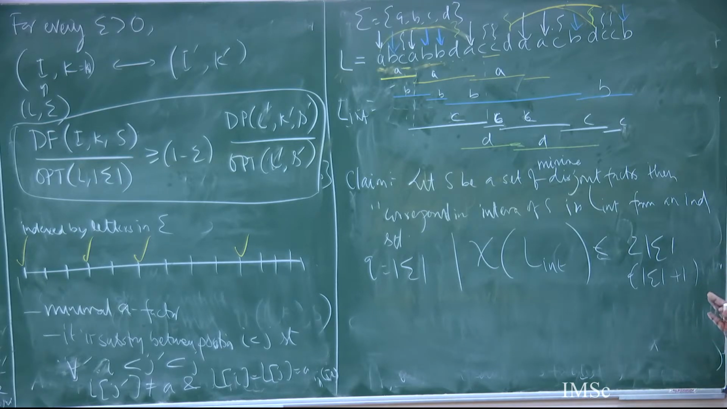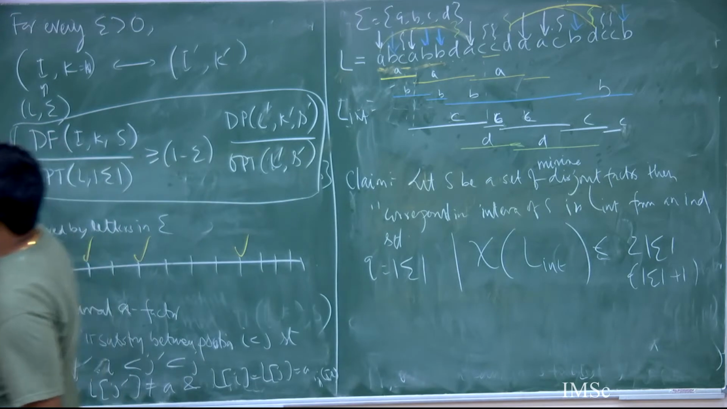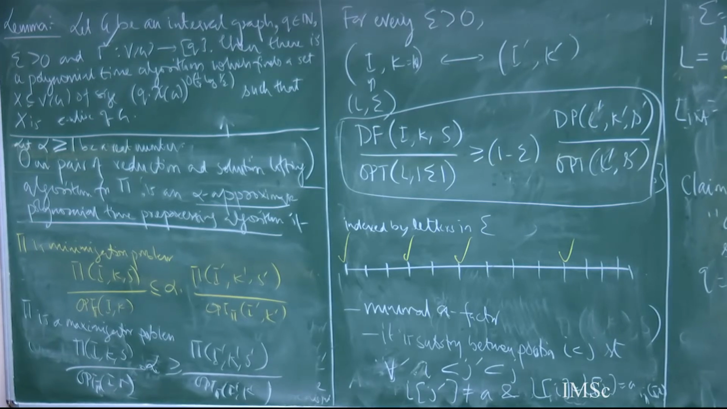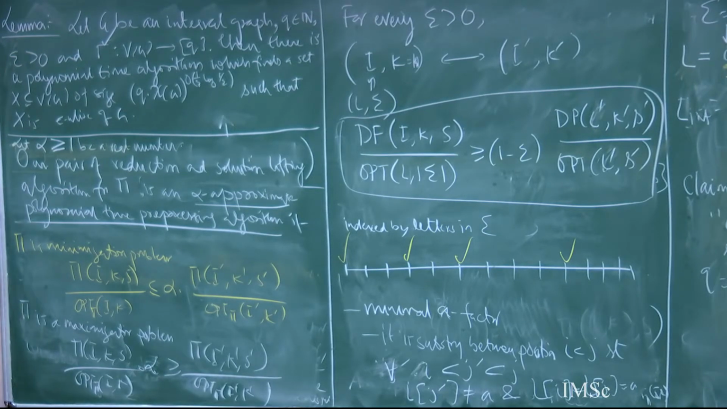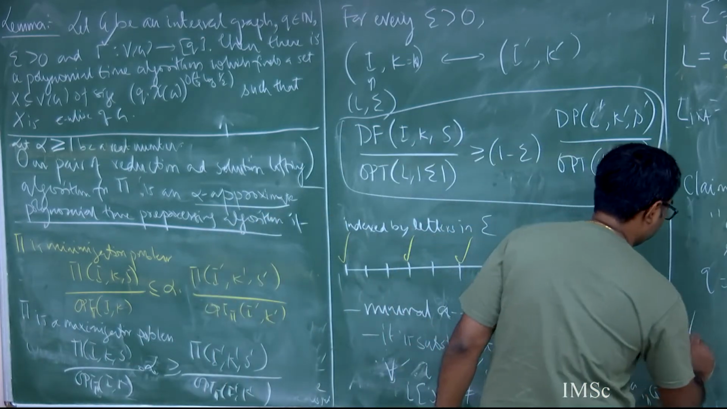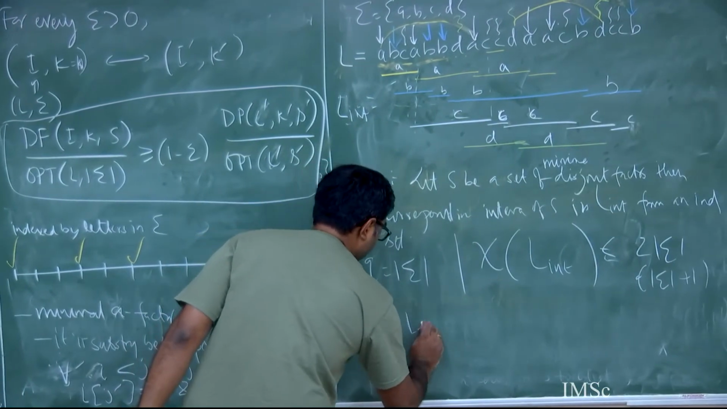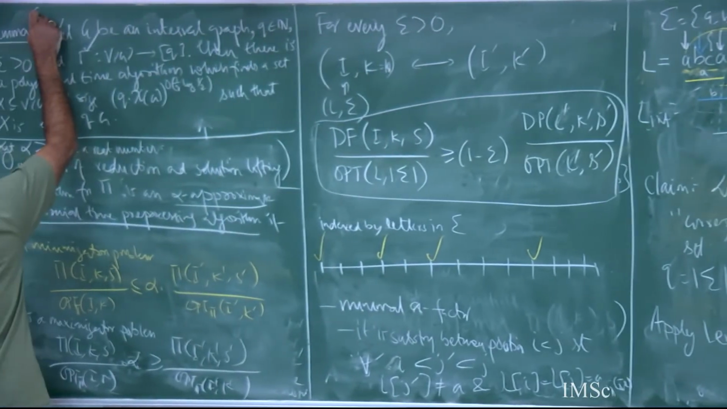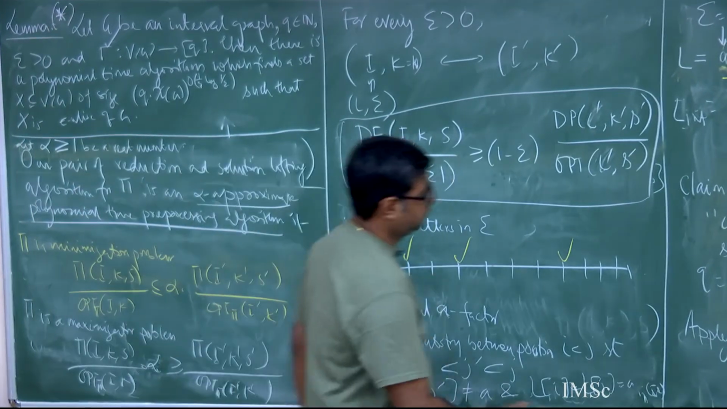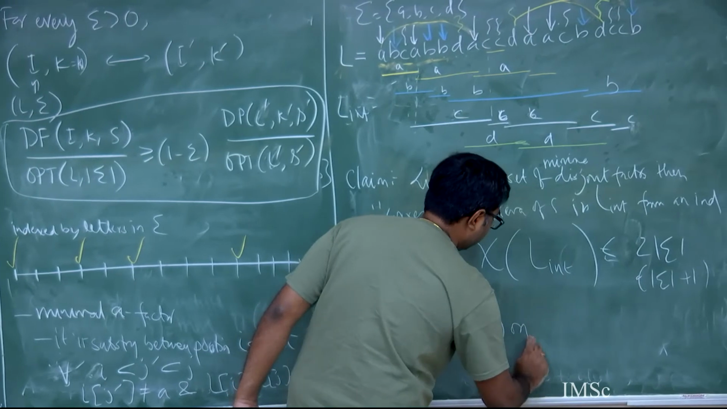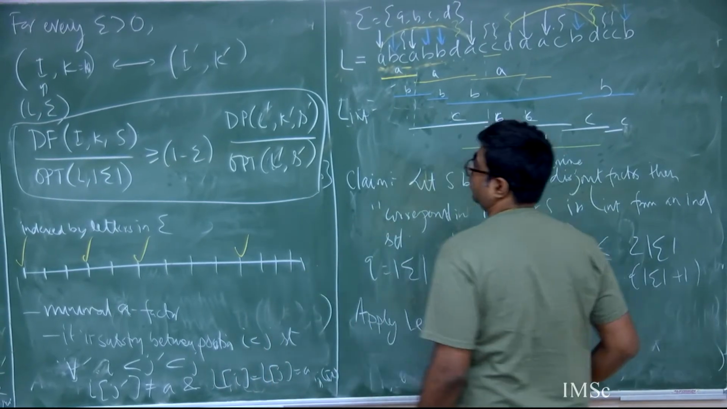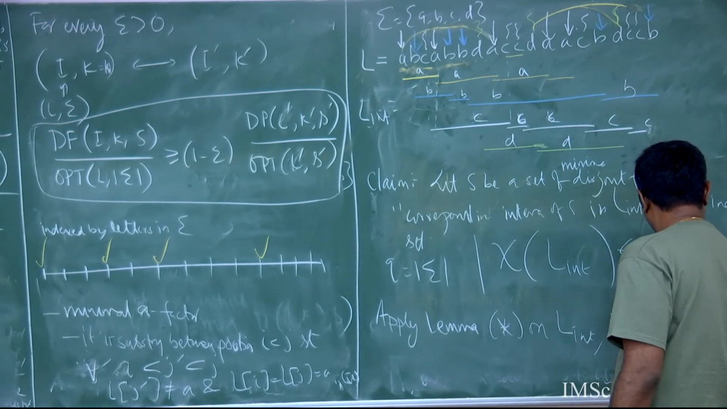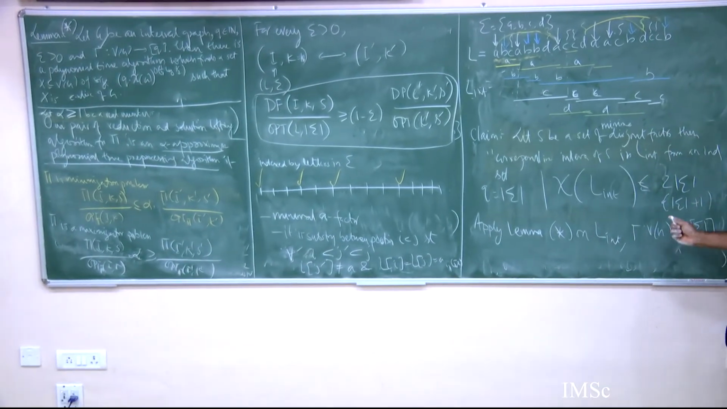So everything is bounded. Now I will apply this lemma, and I get a set X, a set of intervals. Apply lemma star on L interval, with gamma mapping V_j to basically sigma. This is what our function is.